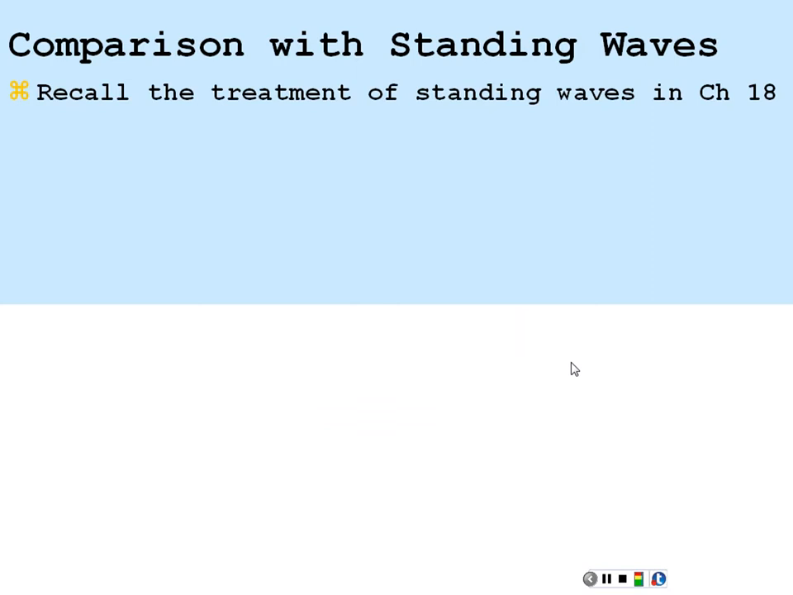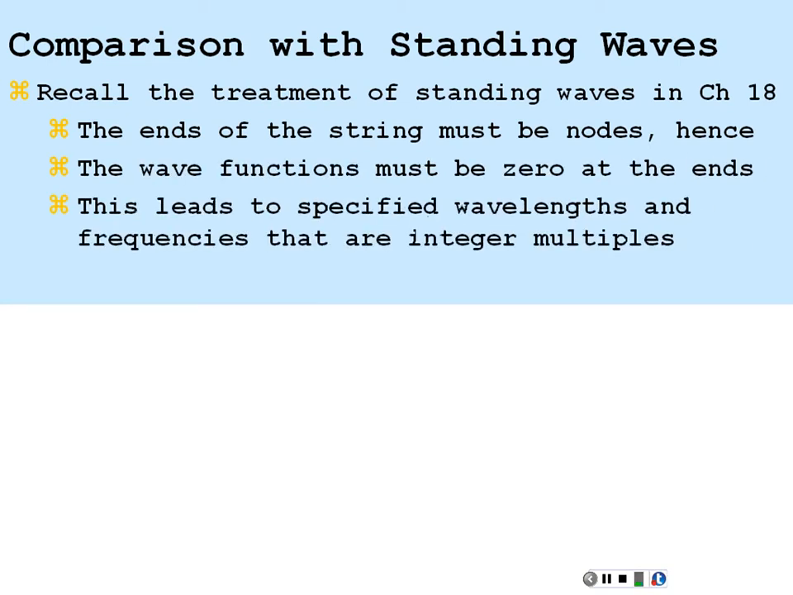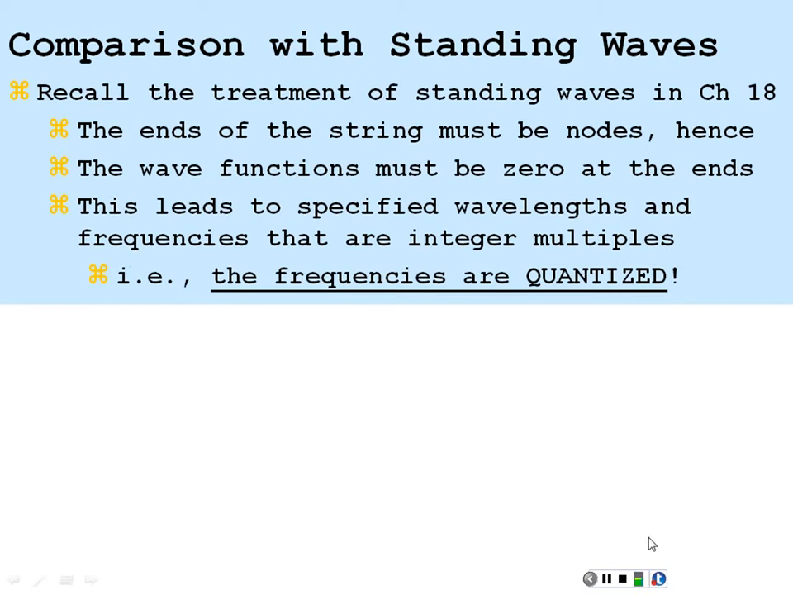Recall what our treatment was for standing waves on a string in Chapter 18. The ends of the strings were in fact nodes, constrained, and hence we found that the wave functions must be 0 at those ends, and that led to a specific wavelength and frequency that was allowed for standing waves. And they were integer multiples. So we found that for standing waves on a string, for resonance on a string, the frequencies that corresponded to those standing waves were indeed quantized.